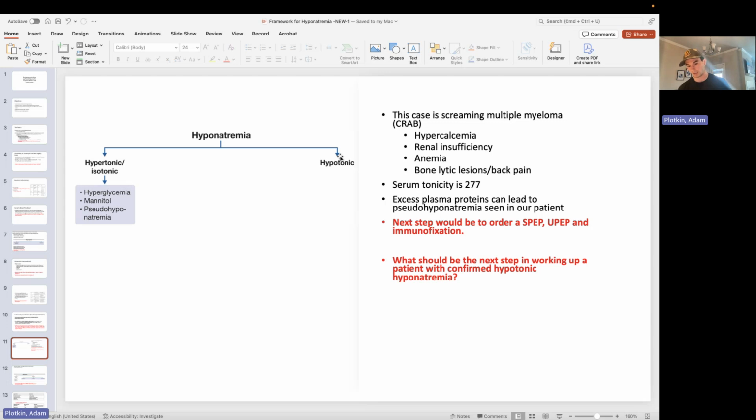First step first, calculate the serum tonicity. Don't always just go straight off the serum tonicity, but it's a good starting point to push me in one direction or not. Look at the full clinical picture, and that'll get us pushed in the right direction. So what should we do next in the workup of our patient with confirmed hypotonic hyponatremia?